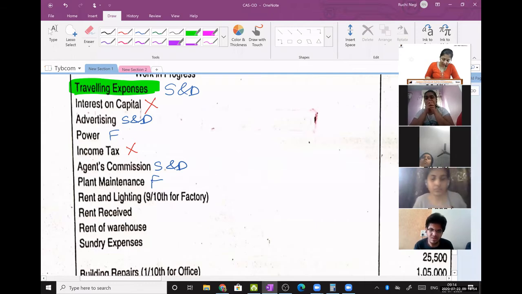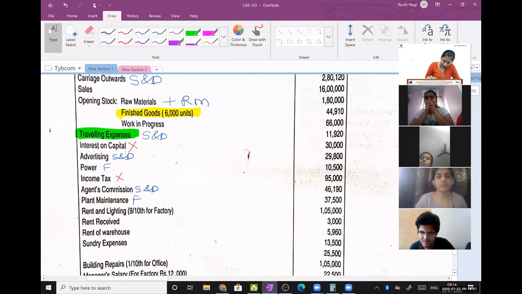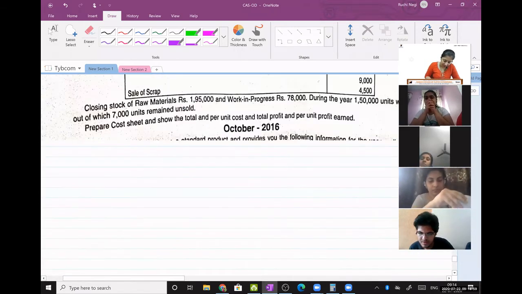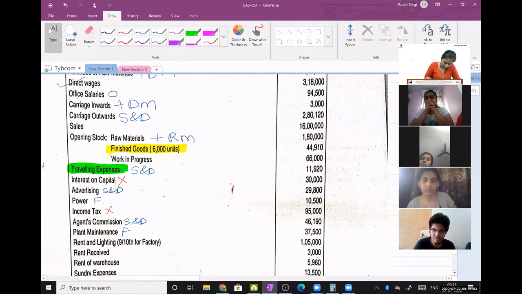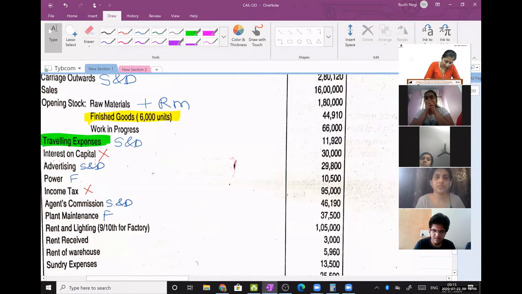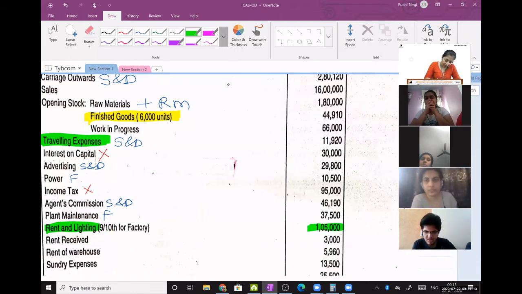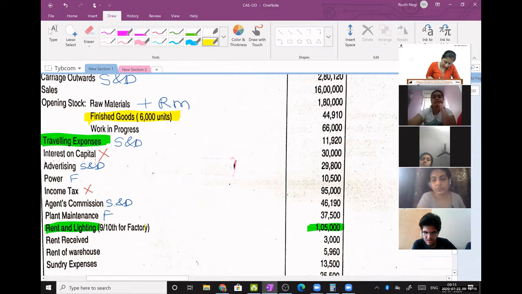Rent and lighting. Now listen. Here there will be bifurcation. Rent and lighting, how much is it? 1,05,000. And they have said 9 by 10th will go to factory. So where will the balance amount go? My question to you is, where will the balance amount go?